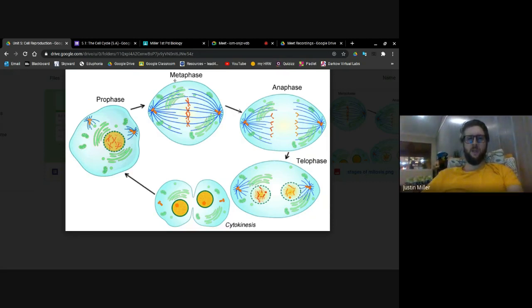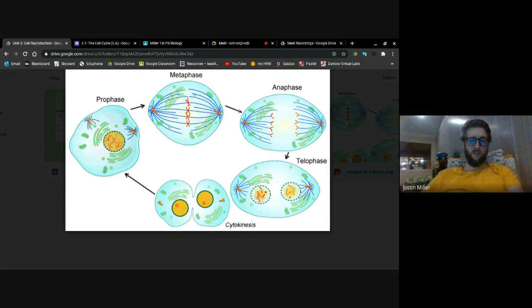Metaphase: the DNA lines up in the middle. You can see that the mitotic spindles are grabbing onto the DNA. Now, look at the DNA. I told you that it looks like an X. Well, these X's are what we call chromosomes.